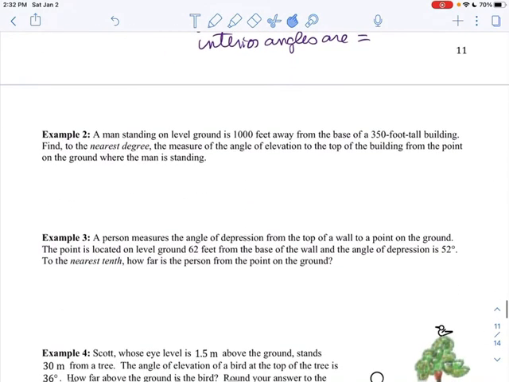All right, a man standing on level ground is 1,000 feet away from the base of a 350-foot tall building. So I'm going to draw myself a right triangle. You've got to think about where everything's going. The building is obviously this vertical line right here, and it's 350 feet tall. A man, so basically I have a man sort of standing out here, and he is 1,000 feet away from the base of that building.